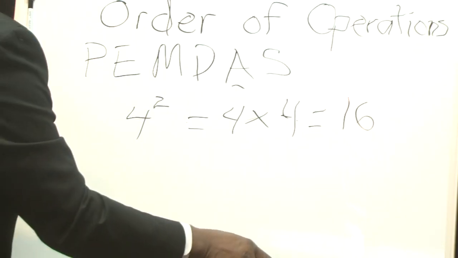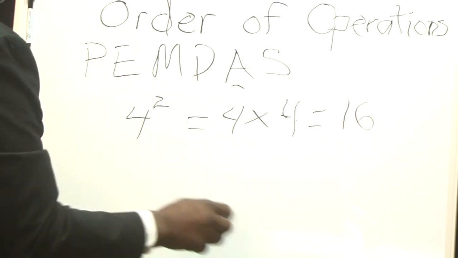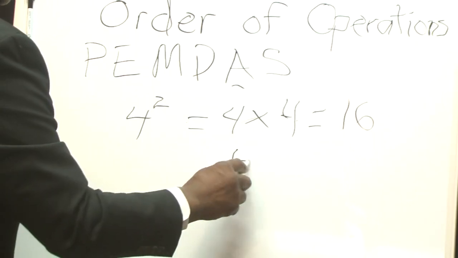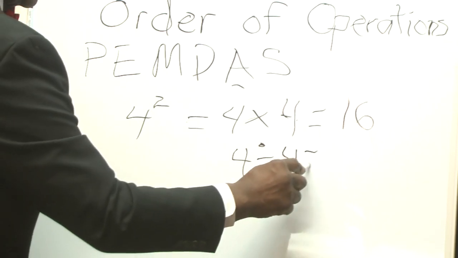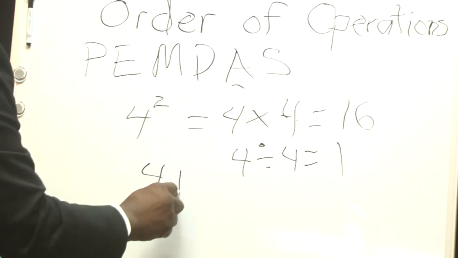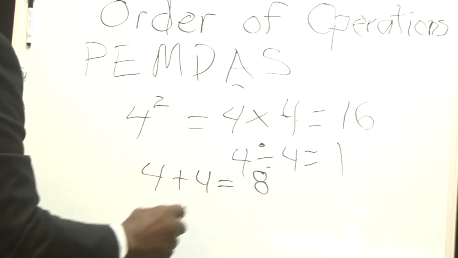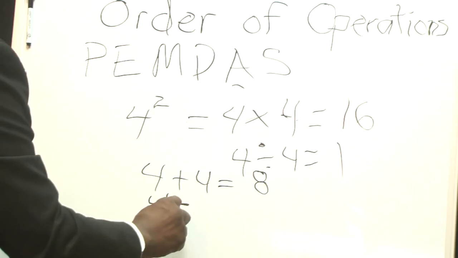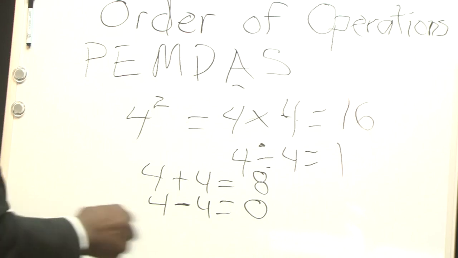Okay? And of course, multiplication and division, which we see here. Again, that same problem, we could take and put a division sign. Again, that's that language. And that would be 1. Of course, 4 plus 4 equals 8. And 4 subtract 4 is 0.